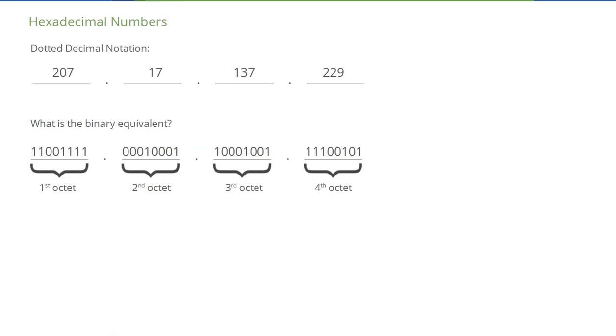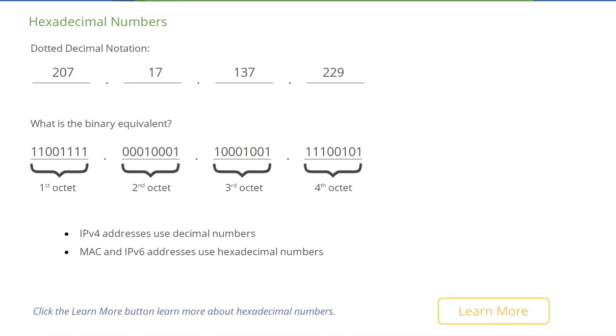Here is the full dotted decimal IP address converted into its binary equivalent. We just learned how to convert a binary number into its decimal equivalent and a decimal number into its binary equivalent using IPv4 addresses. Earlier, we mentioned the hexadecimal number system, which MAC and IPv6 addresses both use. Click the Learn More button to learn more about hexadecimal numbers.